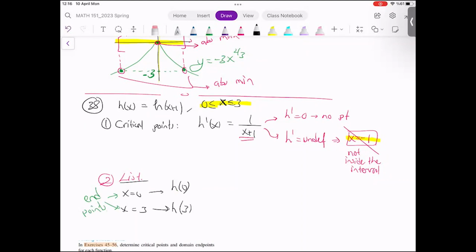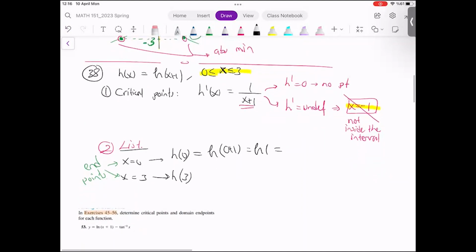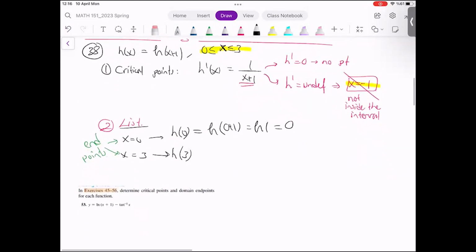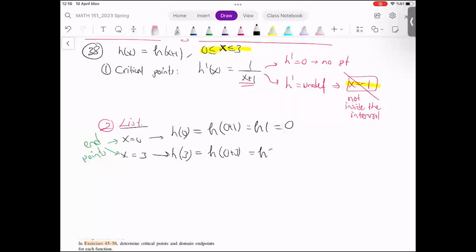Okay? What is h of 0? It is ln(0+1), which is ln 1. What is ln 1? It is 0. I will draw the graph of the ln function. You will see that it intersects the x-axis at 1. Sorry, h of 3 is ln(3+1), so ln 4.